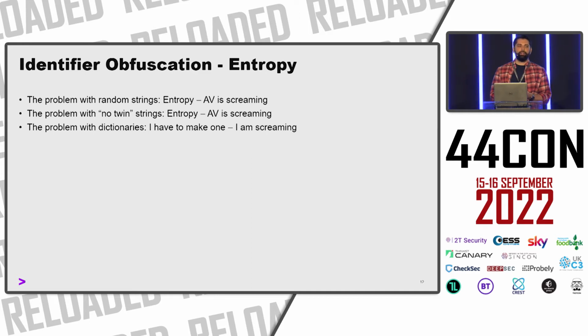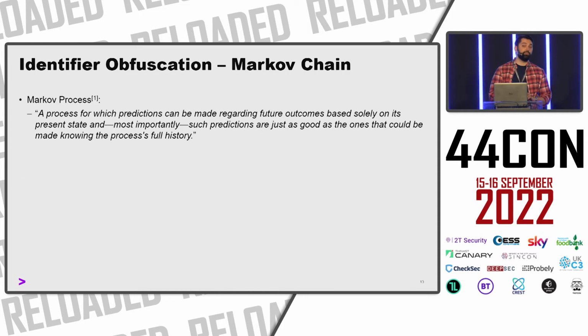And then I thought, what if we can generate something that looks like English words? It doesn't have to be English words, but it's just something to kind of trick the AV and EDR into thinking that, okay, this is something someone named. And after a little bit of research, I found out that I can use Markov chains. Markov chains, and I'm just going to read this out, is a process for which predictions can be made regarding future outcomes based solely on its present state, and most importantly, such predictions are just as good as the ones that could be made knowing the process's full history.